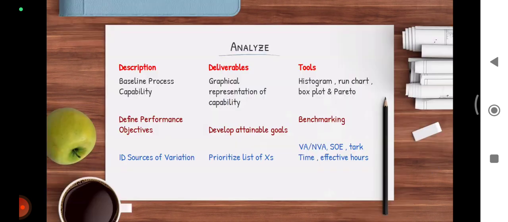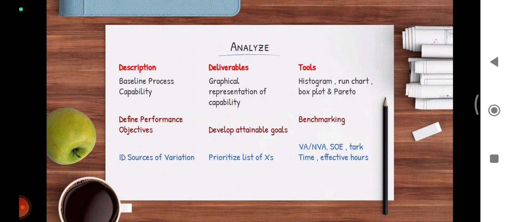So here now, as I said, there are three things that you do. First of all, you determine process capability. So you are going to measure the Z-score, and then you are going to have a graphical representation of capability. When you say graphical representation, it means that you are going to use a histogram so that you can show what you call the spread of the process.